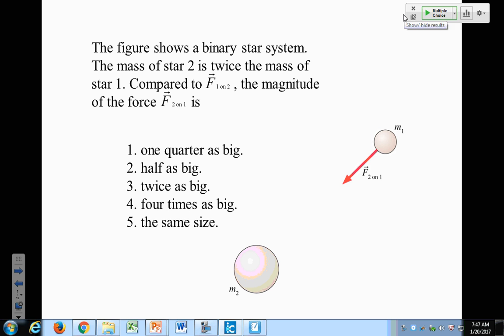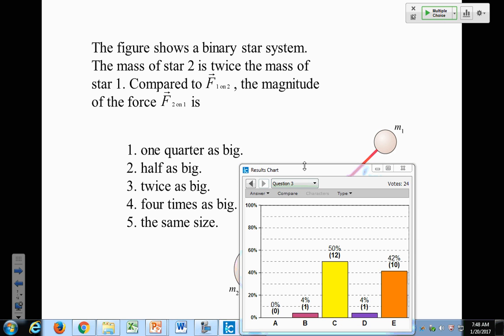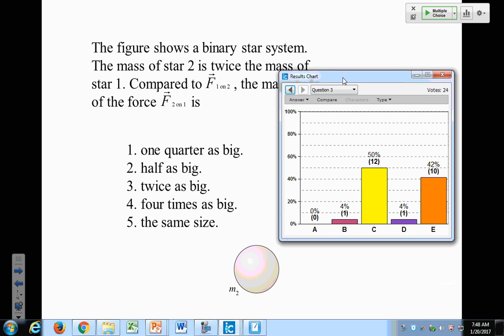Y'all are still a bunch of Aristotelian thinkers, right? Because you think that the bigger mass feels a bigger force. People often think that if you have a big object and a small object and they interact with one another, then the bigger object feels a bigger force. But we know that's not true, right? If we have a big object and a small object and they interact with one another through a force, whether they come into contact or they're exerting forces through gravity or electric fields or whatever, they're going to feel exactly the same force.